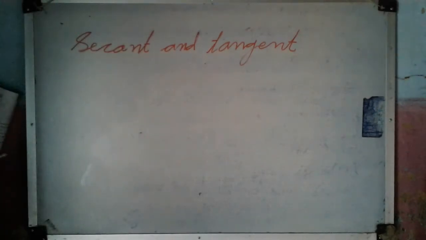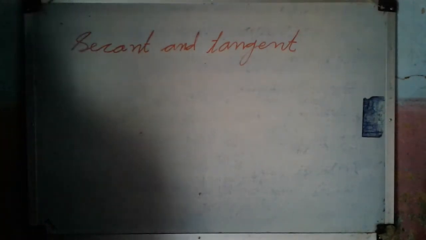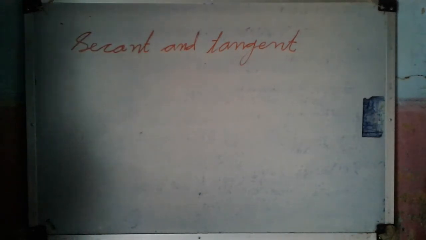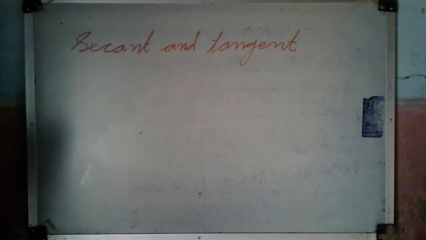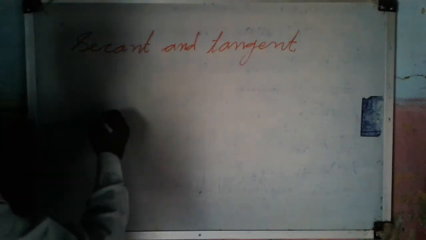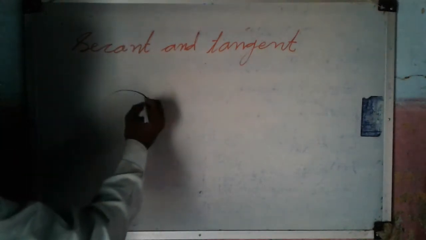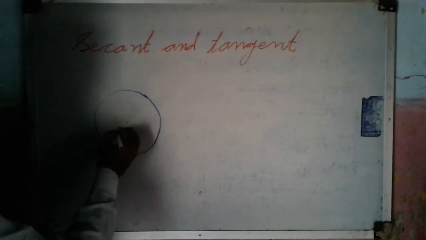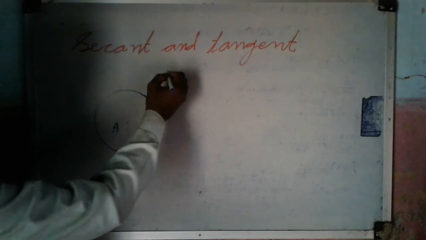Now see here, in the plane, 3 circles and 3 lines are given here. In first, a circle with center A, and this line here.